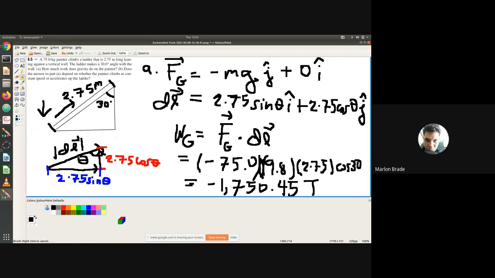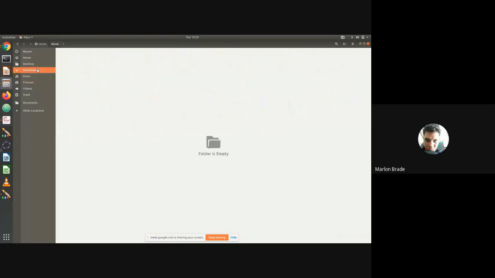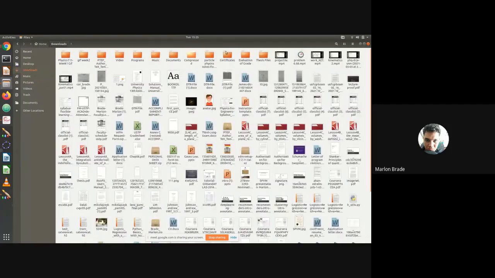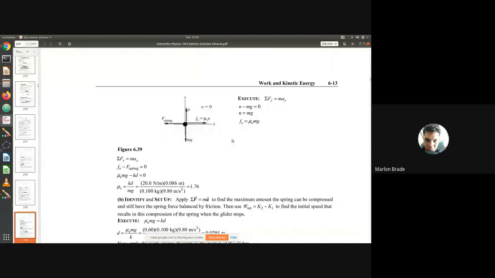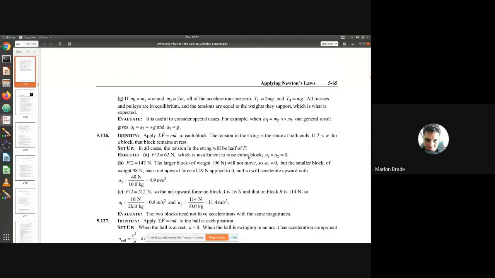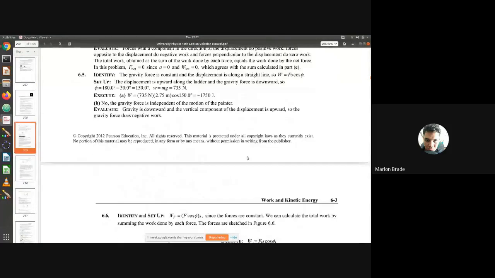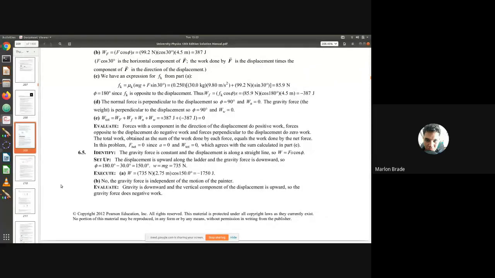Okay? So where is the number? 6.5. Let's check. If you didn't get it, you mixed something up somewhere, and check the solution. You got 6.5 right. So, repeat: 6.5. Yeah. Negative 1,750 joules. Okay, so yeah.